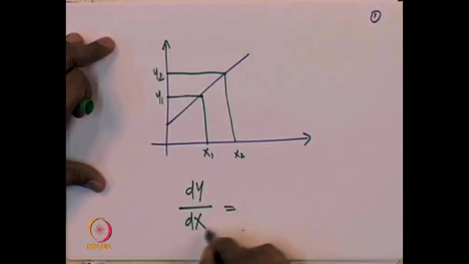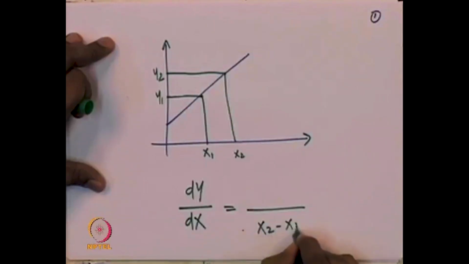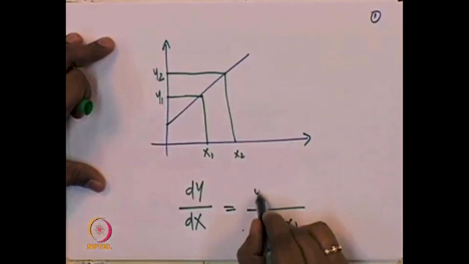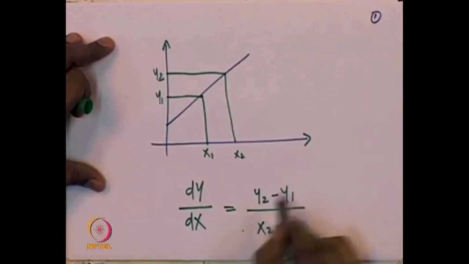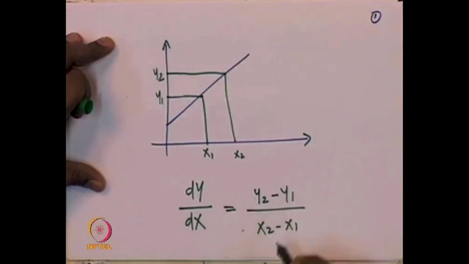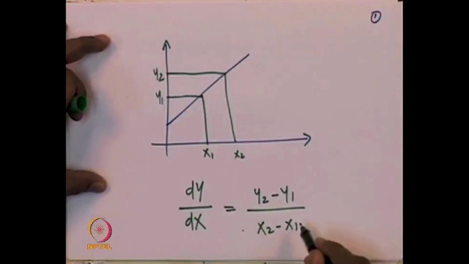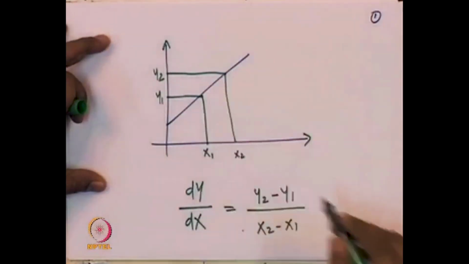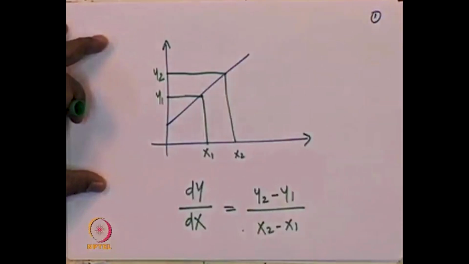So, what is the dx? dx here is nothing but the change in x, which is x2 minus x1, and the corresponding change in y is y2 minus y1. So, this is dy by dx: y2 minus y1 divided by x2 minus x1. This is the derivative, and this is also the slope of this straight line. So, this is what we mean by derivative.